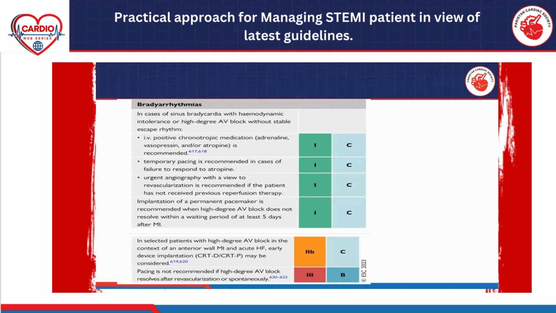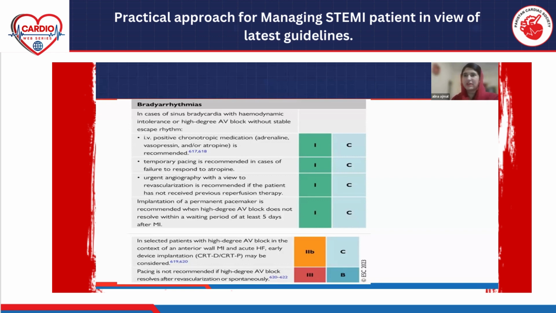for the reperfusion therapy, but unfortunately the patient was not responding to the reperfusion therapy. So what should be our next plan? Our next plan should be implantation of a permanent pacemaker when high degree block does not resolve within a waiting period of at least 5 days after MI. These are the new recommendations from ESC 2023, that you just wait for 5 days.